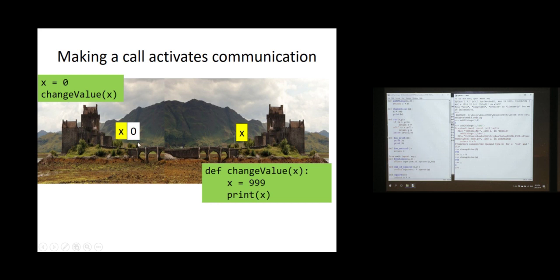So when I call these things, here I say x equals 0, then I call change value x. I'm going to pass 0 over to that place. And this x receives it in change value. You change x to 999, and then you print out x. So as a result, what does it print out? 999.